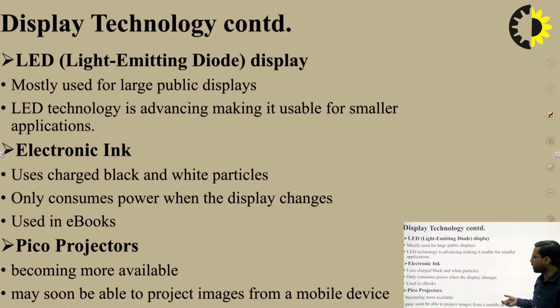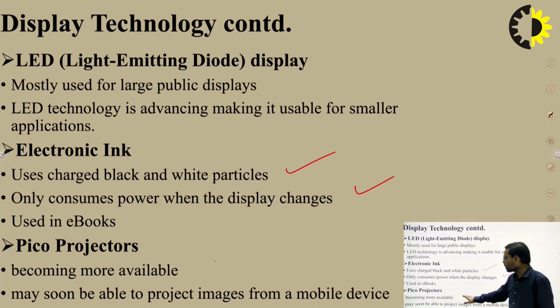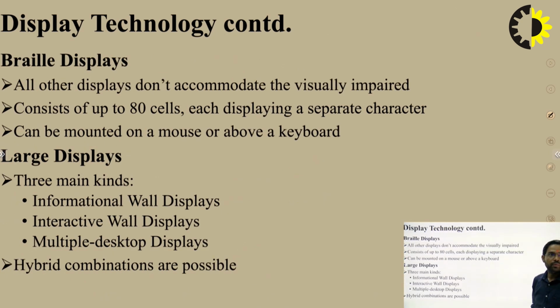Next is electronic ink, basically used for printing. It uses charged black and white particles, only consumes power when the display changes, and is used in e-books. Pico is a small projector, becoming more available, and may suit mobile devices. Braille display is basically to accommodate the visually impaired. It consists of up to 80 cells.